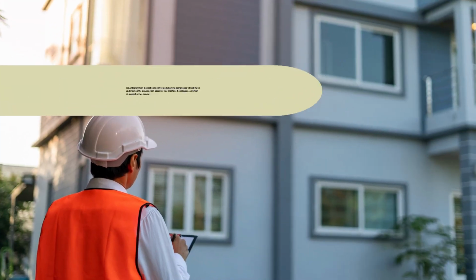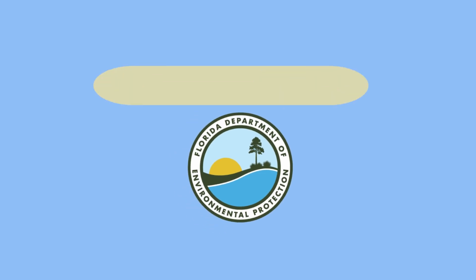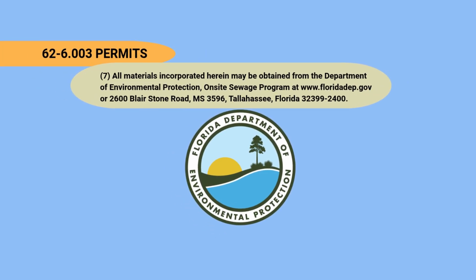D. A final system inspection is performed showing compliance with all rules under which the construction approval was granted. If applicable, a system re-inspection fee is paid. 7. All materials incorporated herein may be obtained from the Department of Environmental Protection, Onsite Sewage Program at www.floridadep.gov or 2600 Blair Stone Road, MS 3596, Tallahassee, Florida, 32399-2400.